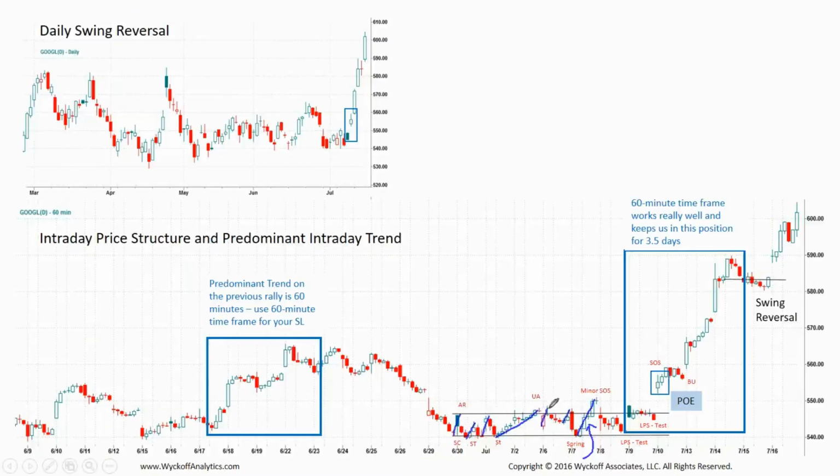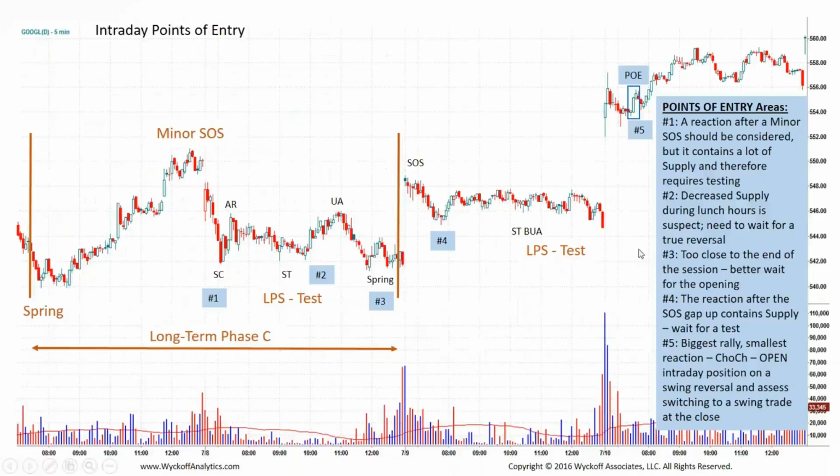So we definitely want to figure out, could we have a point of entry after the reaction here? So let's look at the reaction. So here is this rally, this minus sign of strength. We're thinking potential change of character.